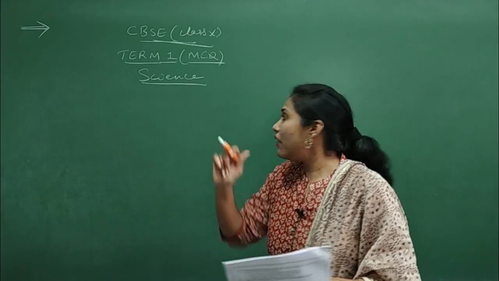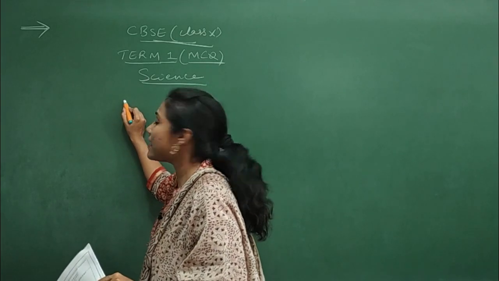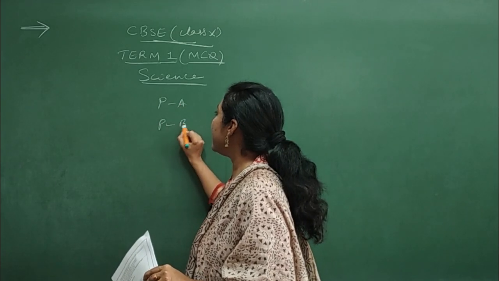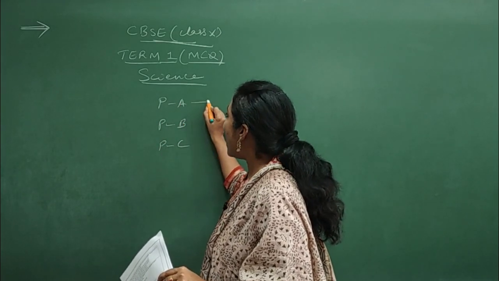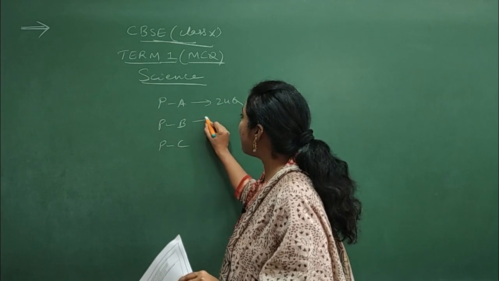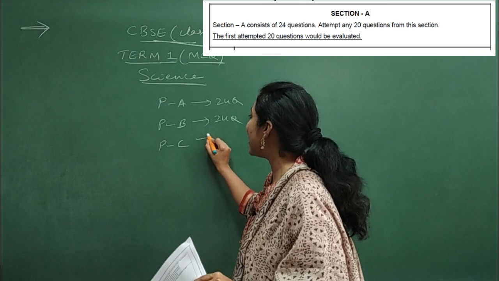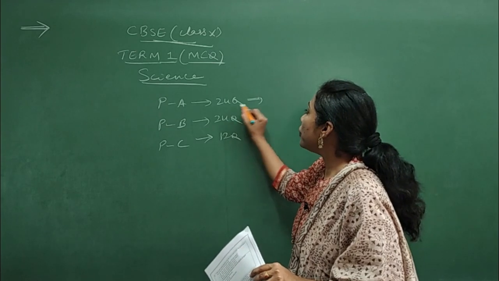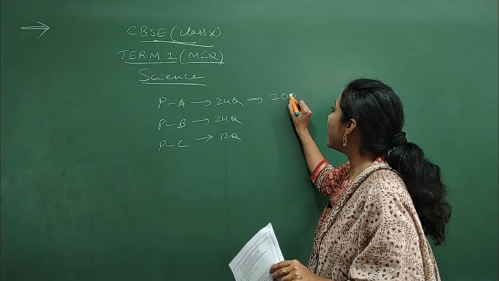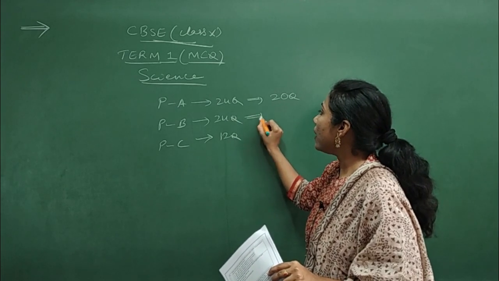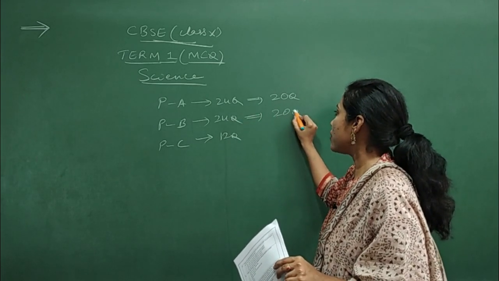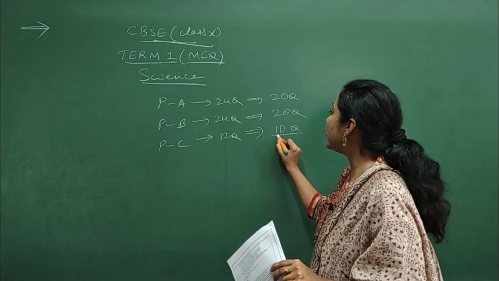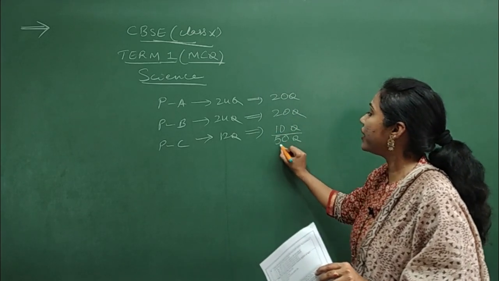First, let me tell you how the pattern is. See, the question paper has questions in three parts. So you have part A, part B and part C. Part A has 24 questions, part B also has 24 questions and part C has 12 questions. And you have choices here. Out of 24, you can answer only 20 questions in part A. And here out of 24 you can answer 20 questions only, and here out of 12 you can answer 10 questions. So altogether you have to give answers for 50 questions.